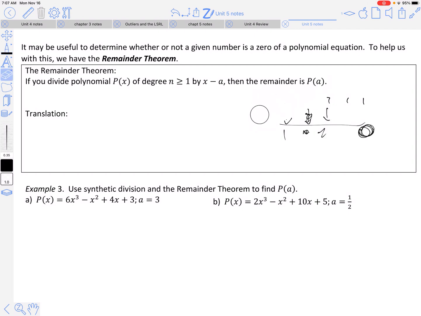And if we got 0 as our remainder, that meant it was a factor. So instead of making you do synthetic division every single time, the remainder theorem was discovered, and it's awesome. It saves us some time so that we don't have to do synthetic division every time to see if it is a factor, which will then determine that it could be a solution.